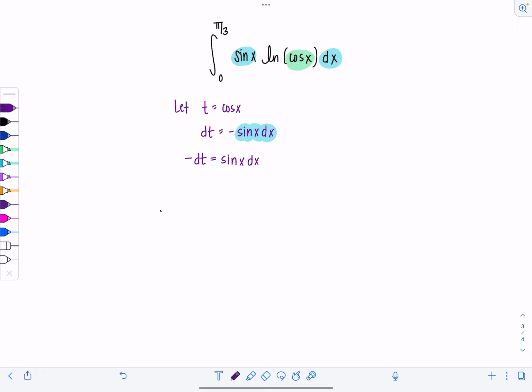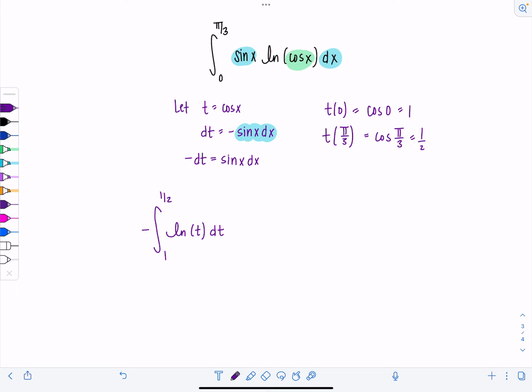And then watch how we're going to rewrite our integral. Now we just have ln of t dt, and then I always recommend you put the minus sign outside, okay? Let's also change our limits of integration while we're at it. So t of 0, I'm going to plug in 0 for x. So cosine of 0 is 1. And then t of pi over 3, that's cosine of pi over 3, which is a half. All right, so new lower limit 1, new upper limit 1/2.